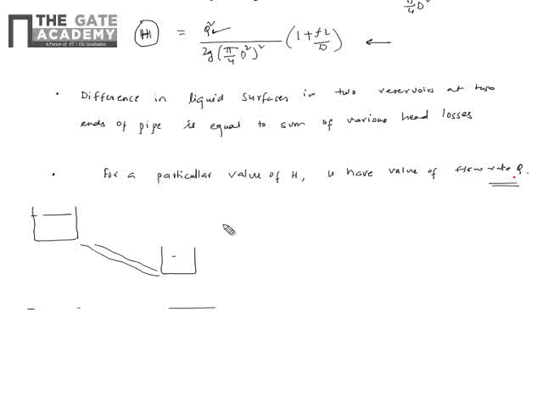So this is how the basic Bernoulli equation can be applied. The only thing extra apart from the Bernoulli equation which we have learned is how to quantify major and minor losses and how to apply them in the general energy balance equation.